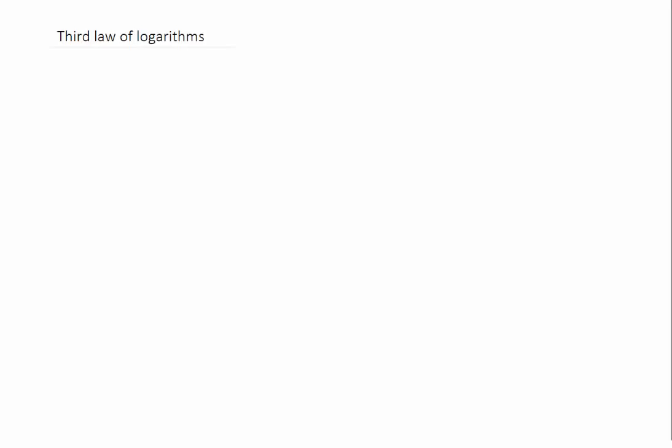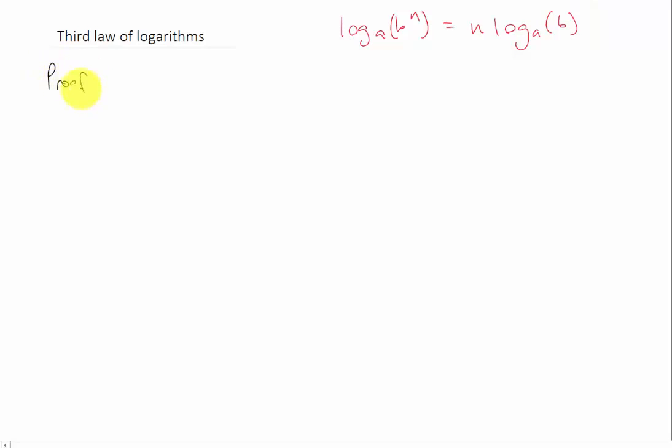And the third thing we need to know to manipulate logs is this rule. That the log in base a of b to the power n is the same as n times log in base a of b. So again, I'm going to work through the proof. You don't need to know this.